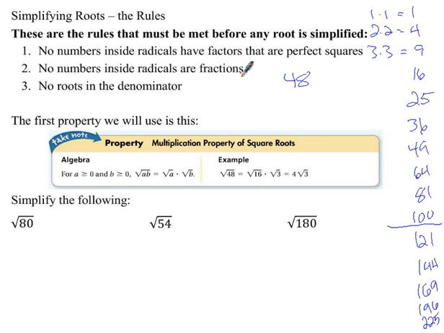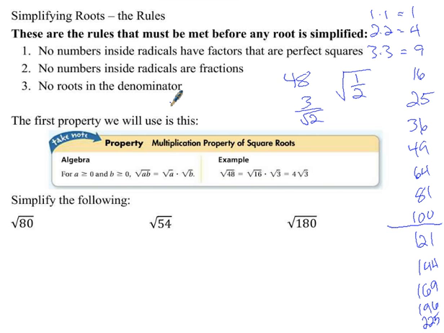Number 2, no numbers inside radicals are fractions. So the square root of 1/2 is not simplified. And we'll have to learn how to take care of that. You'll hear me say this is rude. There's a reason why it's rude. Number 3, no roots in the denominator. So if I had something like 3 divided by the square root of 2, that is also just like this one. This is considered rude. You can't have a square root in the denominator. And we'll learn how to take care of that also. So those are the 3 rules that you have to follow before any of your square roots are simplified.